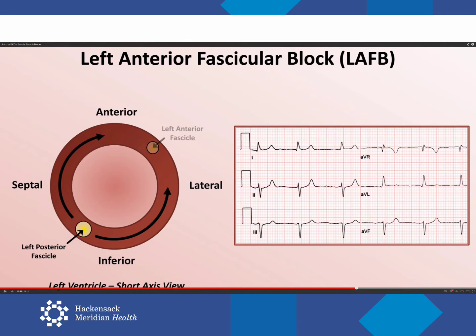A left anterior fascicle block, then, gives a left axis deviation. Right bundle branch block with a left axis deviation means that there is a left anterior hemiblock.